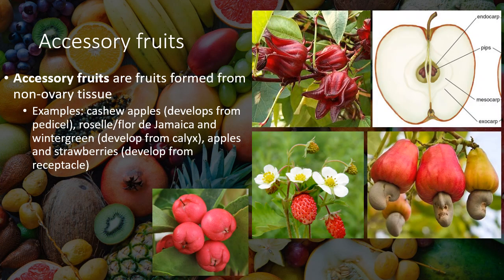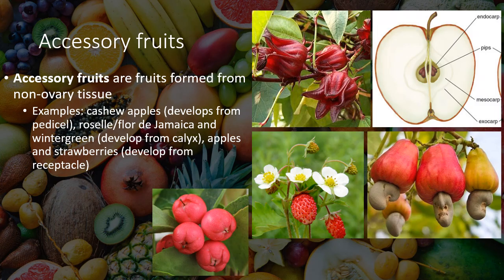Accessory fruits. So this is where we talk about fruits which develop from non-ovary tissue. So rather than see the typical endocarp, mesocarp, exocarp tissues that we normally are expecting in a fruit, we're going to see weird stuff. So if you've ever had hibiscus tea, or sometimes it's called roselle, or in Spanish, flor de Jamaica, in the top left picture, we can actually see the ripened fruits of the roselle, or tea hibiscus.